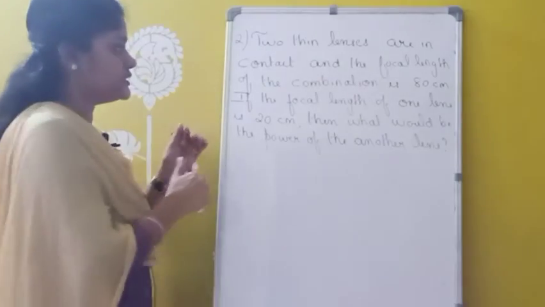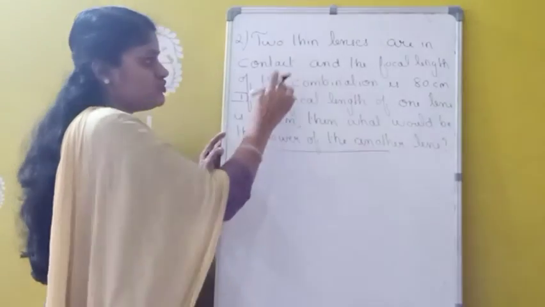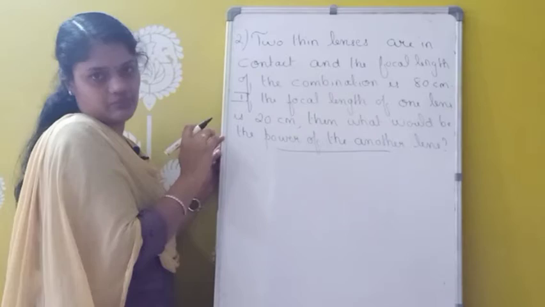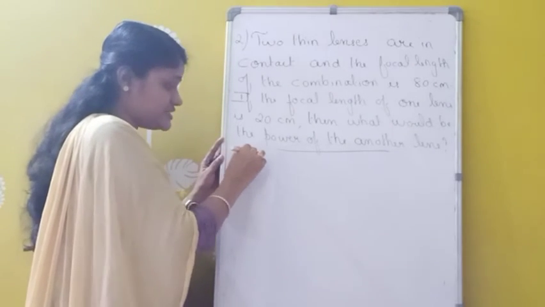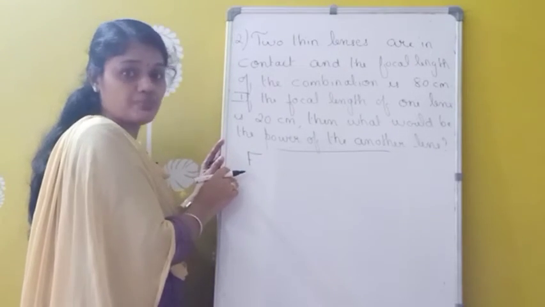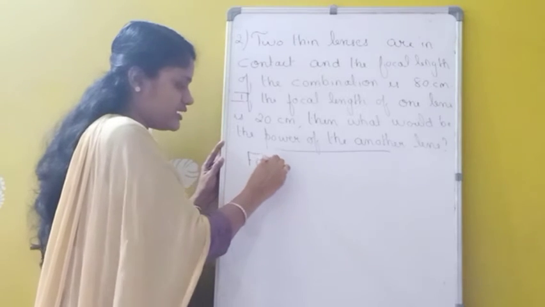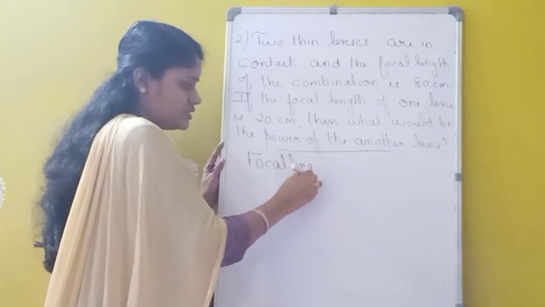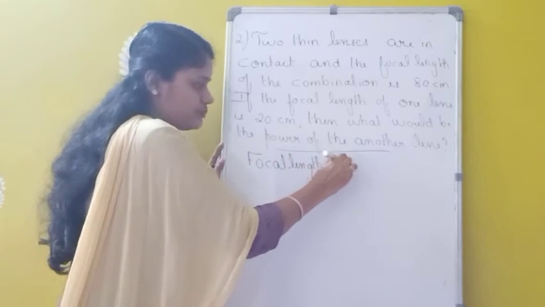And what we have to find? We have to find the power of this another lens. Okay. So here, what are the details given? Focal length of the combination is given here. Suppose I am taking capital F as the focal length of combination. So I am writing here as focal length of combination of lenses.